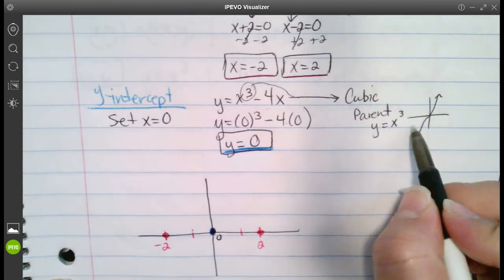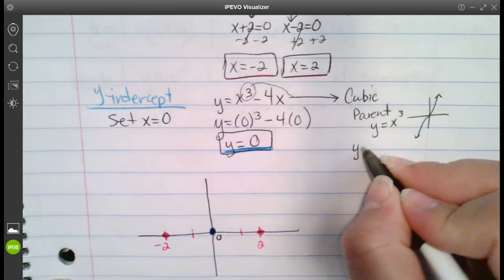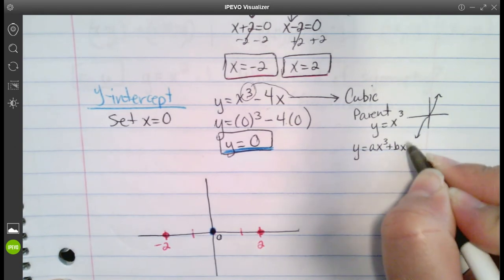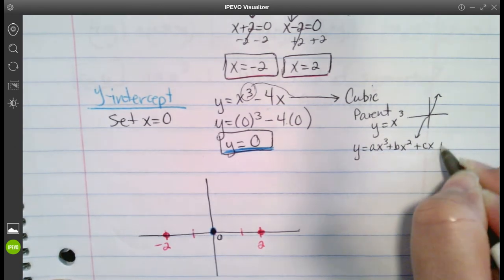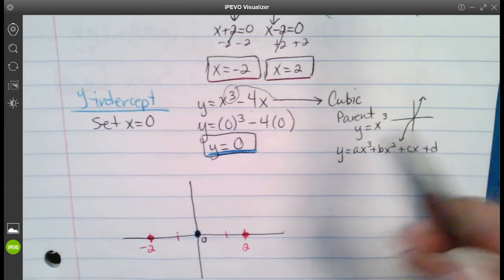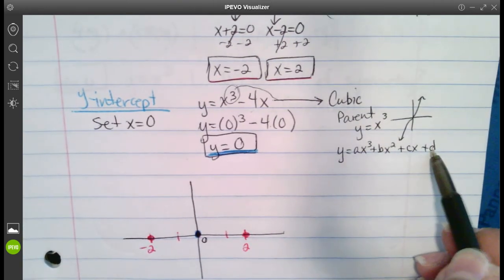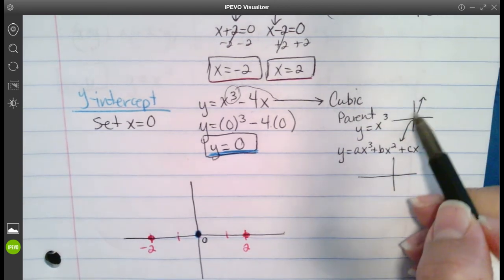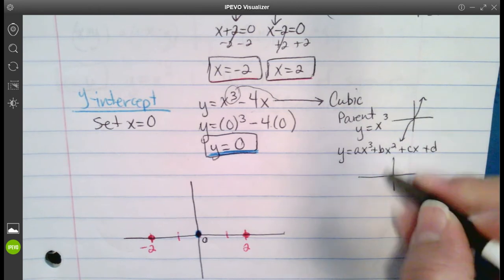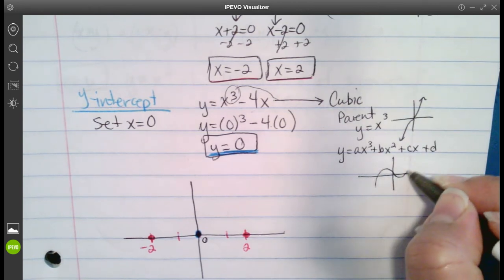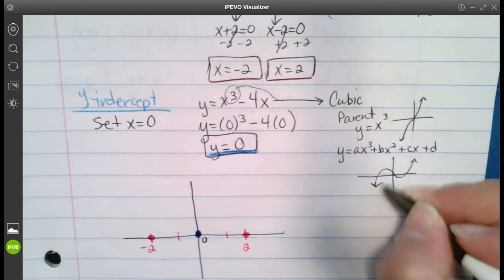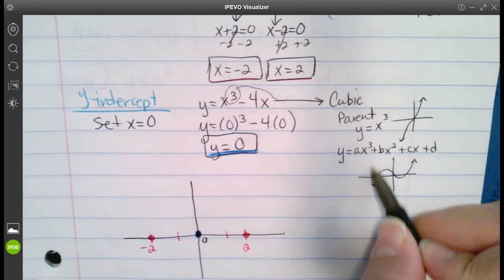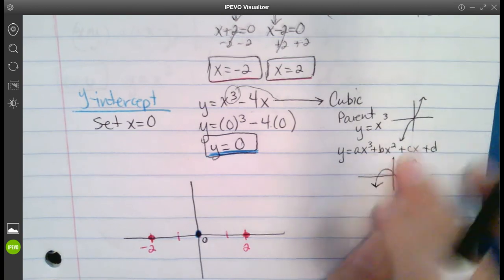Okay. Once you start adding to it, so let's say you have ax cubed plus bx squared plus cx plus d. This is like the longer form of cubic functions. Once you start adding stuff to it, this right here kind of gets pulled. So it starts to look kind of like this. Okay. And if I make it negative, well, it flips. So if I were to make this negative, it would be the other way. But anyway, we'll get into more of that later.